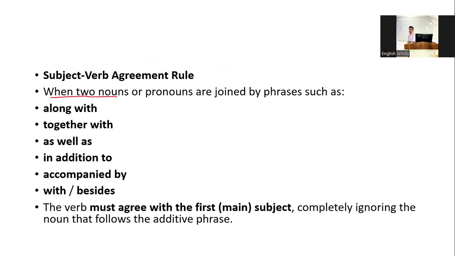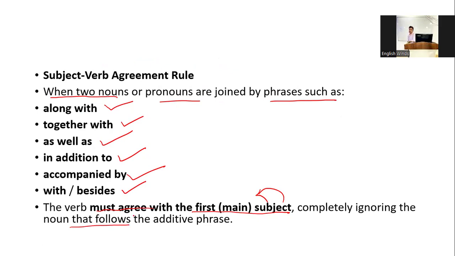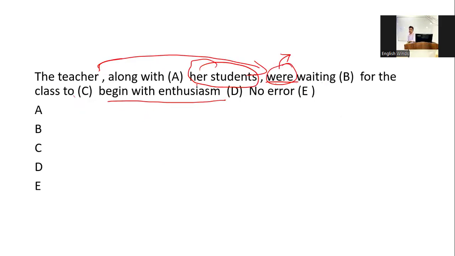Just remember, when two nouns or pronouns are joined by the phrases, what are those phrases? Along with, together with, as well as, in addition, accompanied by, with, or besides. So the verb must agree with the first subject or the main subject, completely ignoring the noun that follows the phrase. So here, as you can see, there is a phrase along with. So we must follow the verb according to this subject. Fine, you have to ignore this thing.